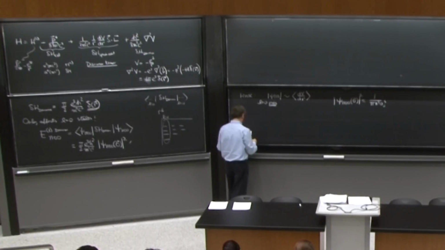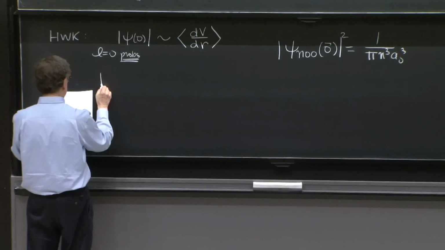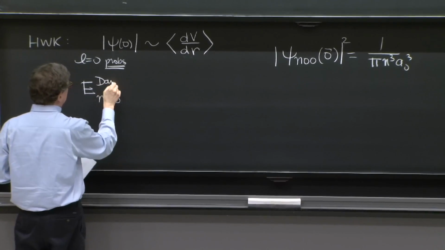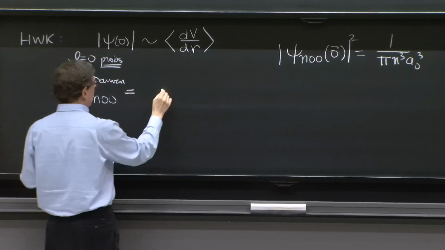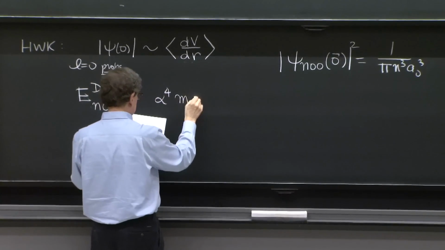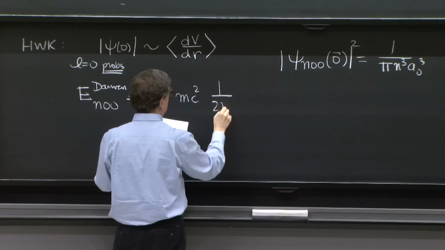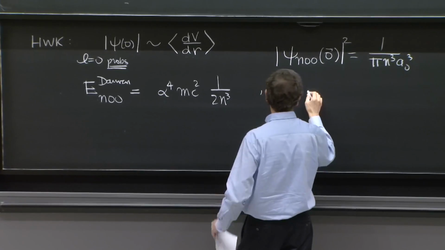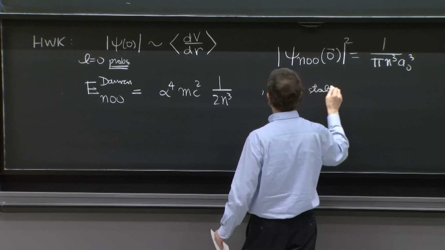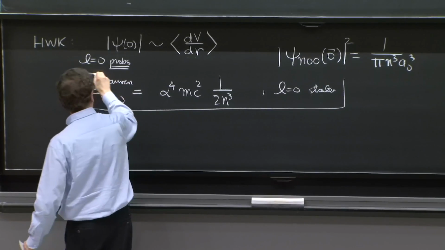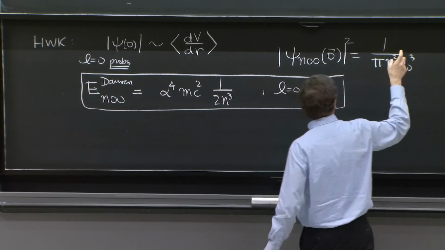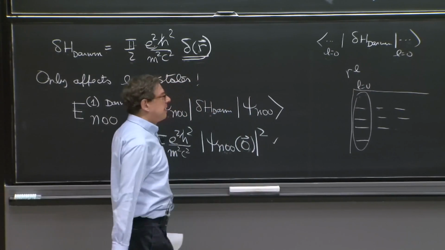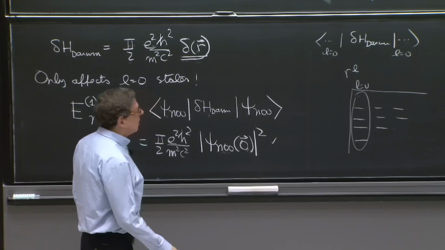You can see there's no big calculation to be done, but you can rewrite it in terms of the fine structure constant. E1 Darwin is equal to alpha to the 4th mc squared 1 over 2 n cubed, and it's valid for L equals 0 states. So this number goes in here, and then write things in terms of the fine structure constant, and out comes this result.